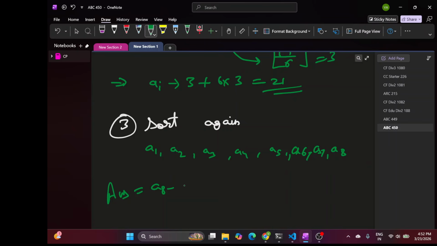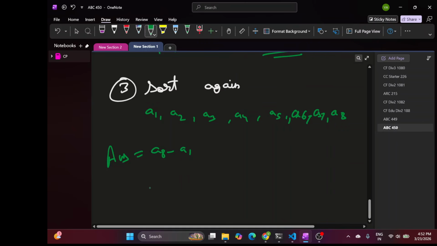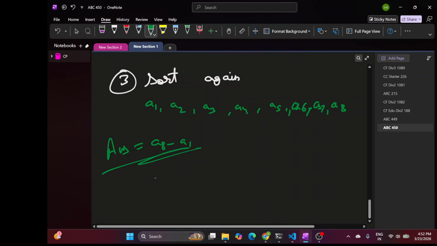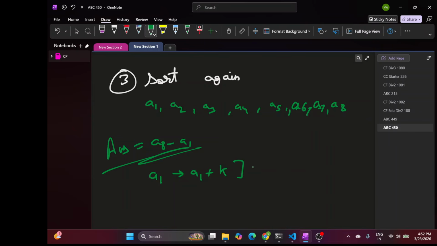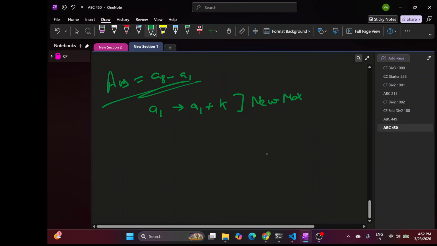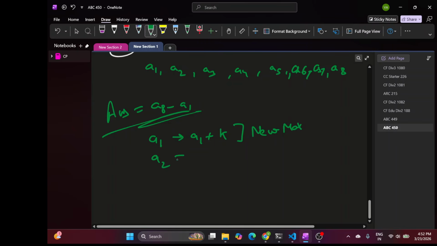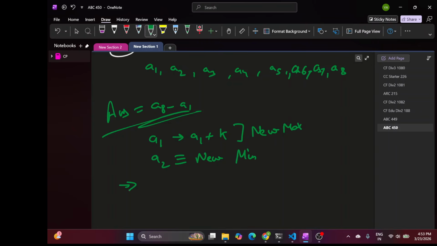The answer will be a8 minus a1, right? Because a8 is the maximum value and a1 is the minimum value, right? Now let's say we add k to this minimum value. So a1 will change to a1 plus k. And now basically this is the new max. And now a2 is basically the new min, right? So this time the answer is a1 plus k minus a2, right?